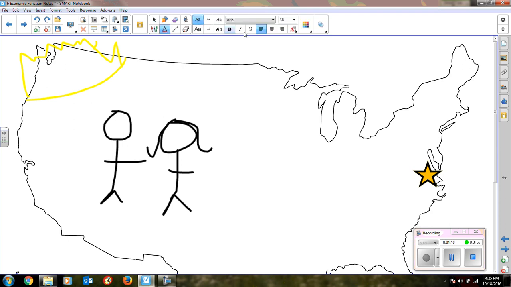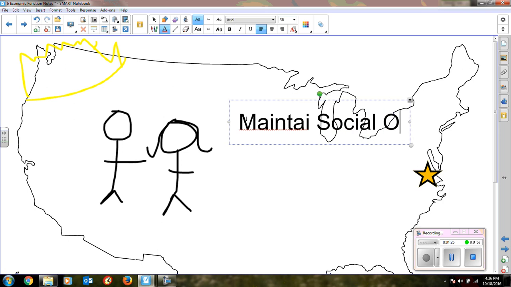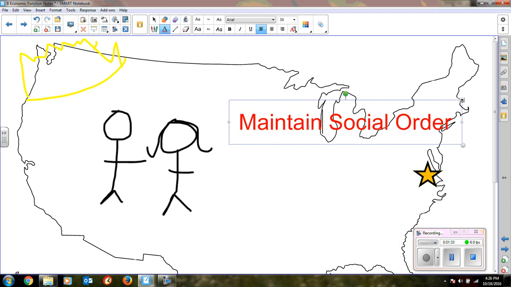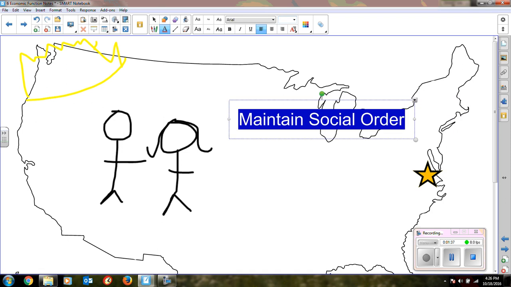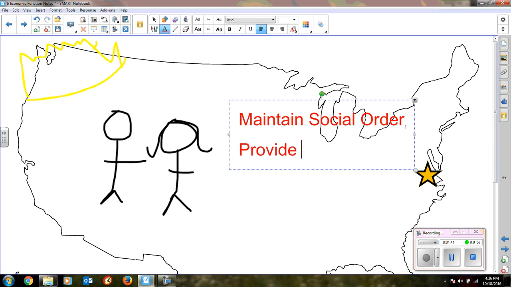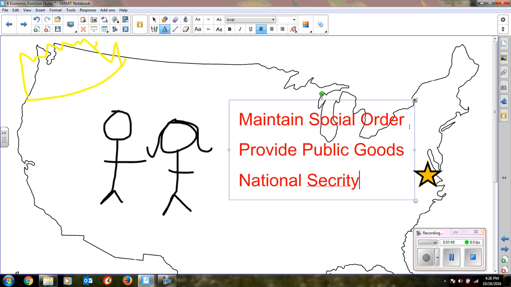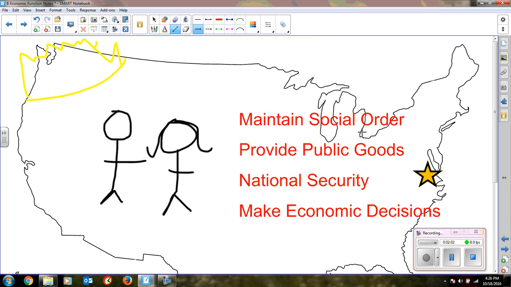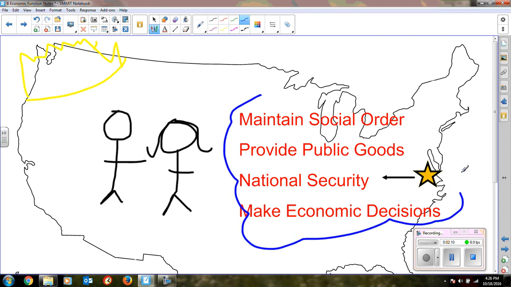Every government has four purposes. We know that a government is to maintain social order. I'm going to change the color of this so that it's a little bit easier for us to read. Okay, a little bit large too. Maintain social order, provide public goods and services, national security, and finally, make economic decisions. Okay? So that government that we have right here has to do these things. This is their job. This is what we're going to study right now.